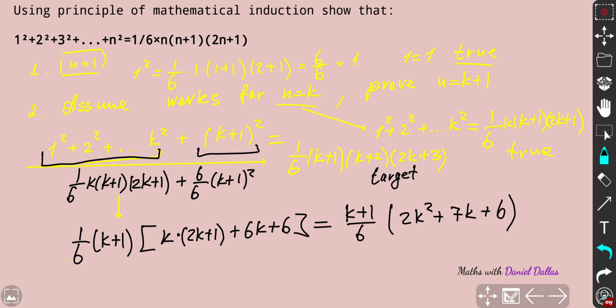Now our target looks like we've got this part right there. But we need to factorize 2k squared plus 7k plus 6.